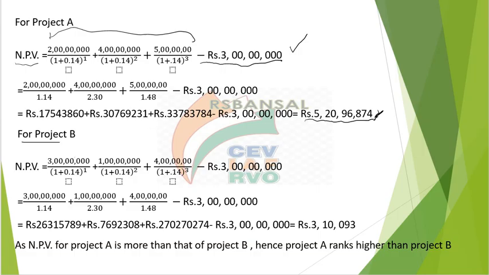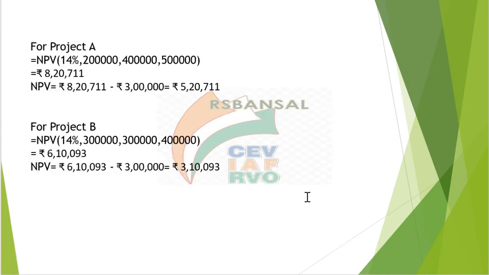Similarly, for project B, you put all the values. First year it is 3 crore, second year it is 1 crore, third year it is 4 crore. You divide it by 1 plus 0.14 raised to power 1, 1 plus 0.14 raised to power 2, 1 plus 0.14 raised to power 3, and we deduct the initial investment of 3 crore. So this will come out to be 3 crore 10 lakh 9,000. So it means project A is more viable than project B.